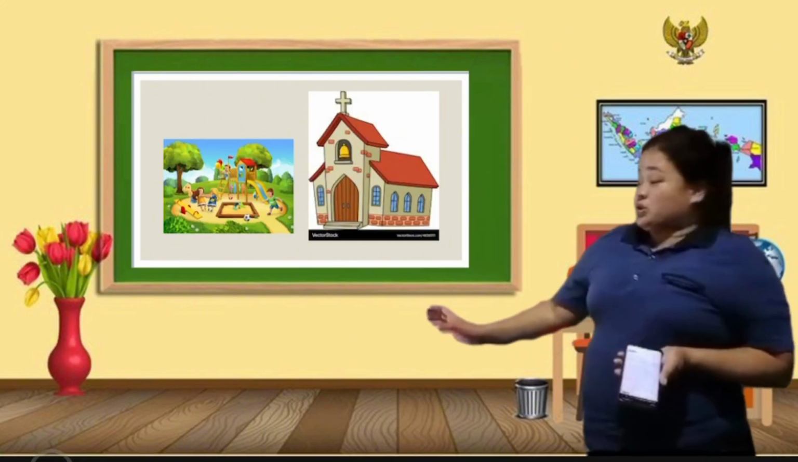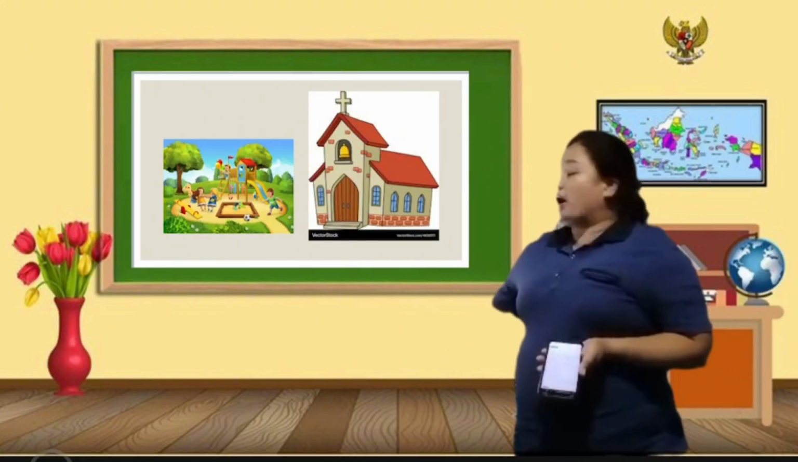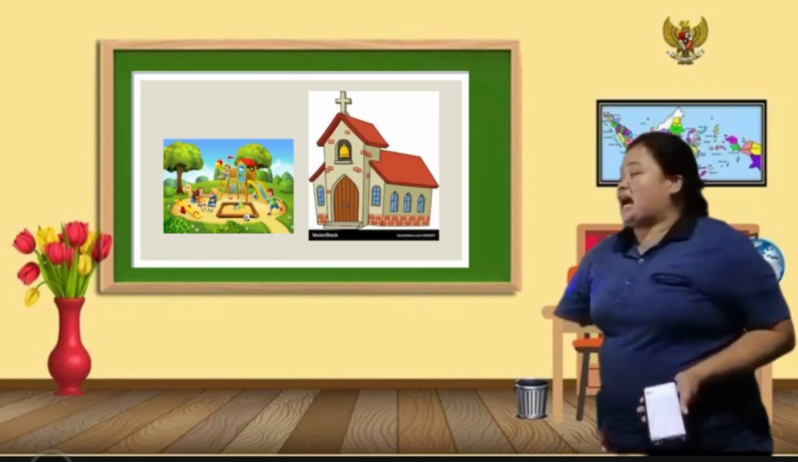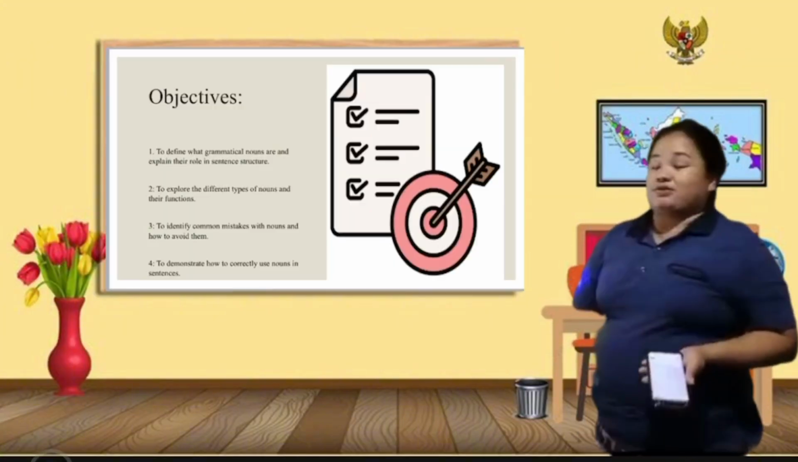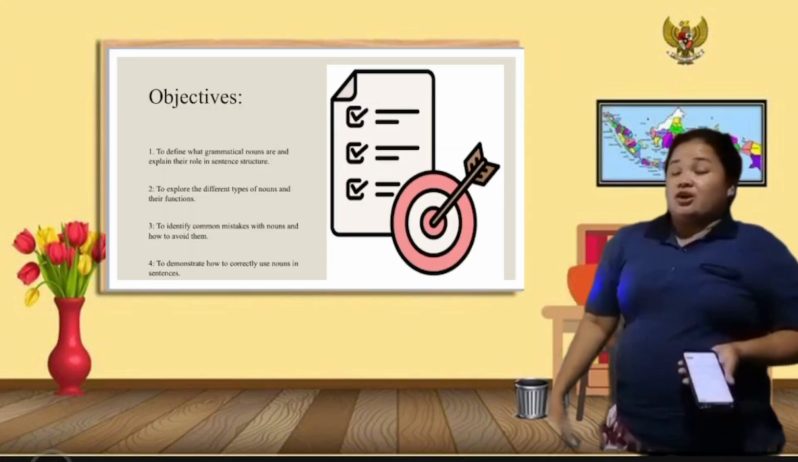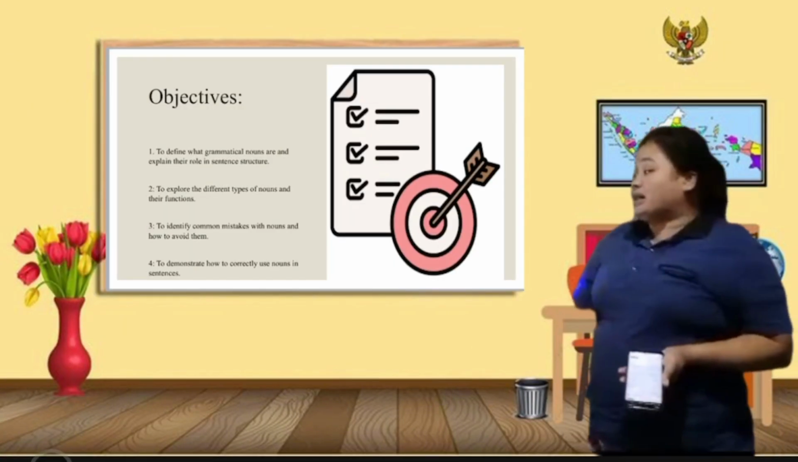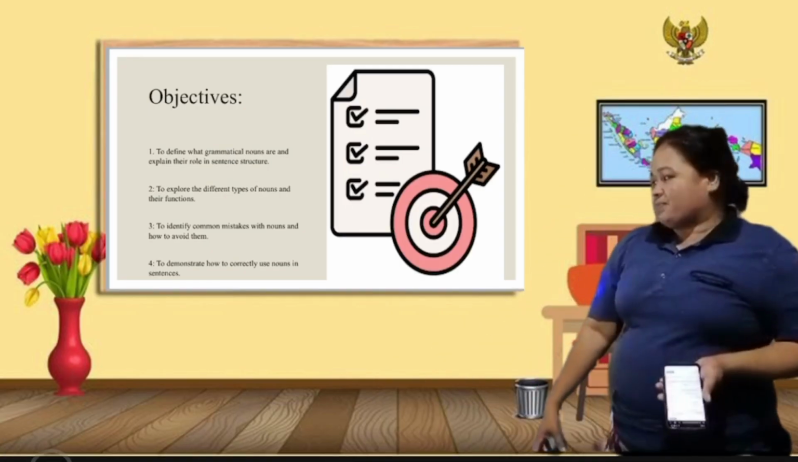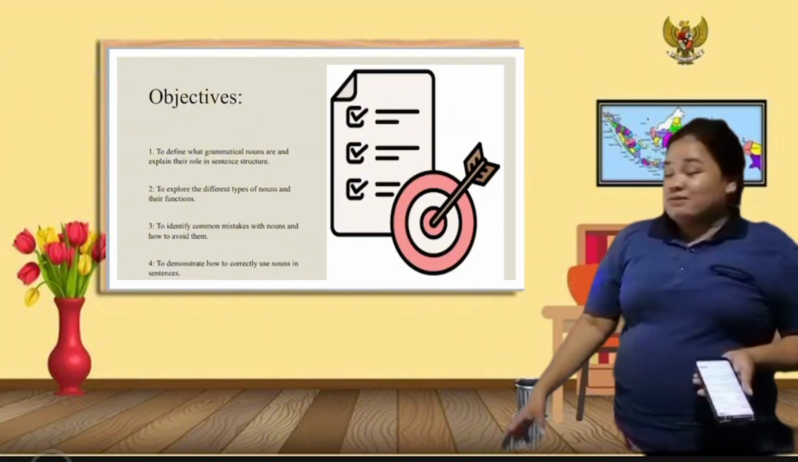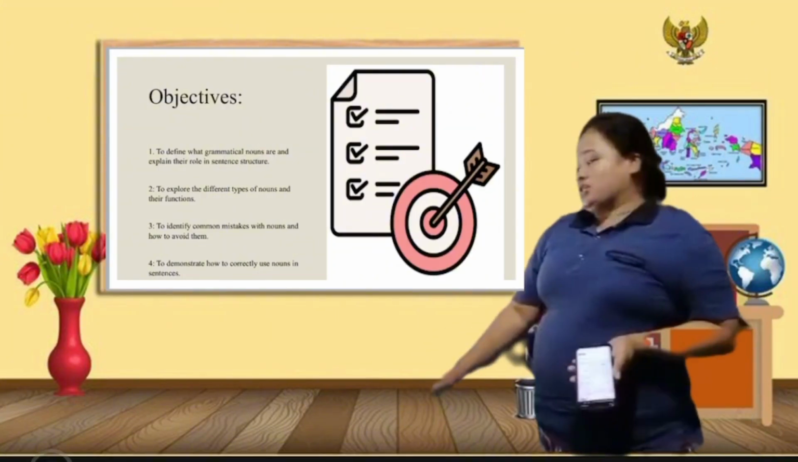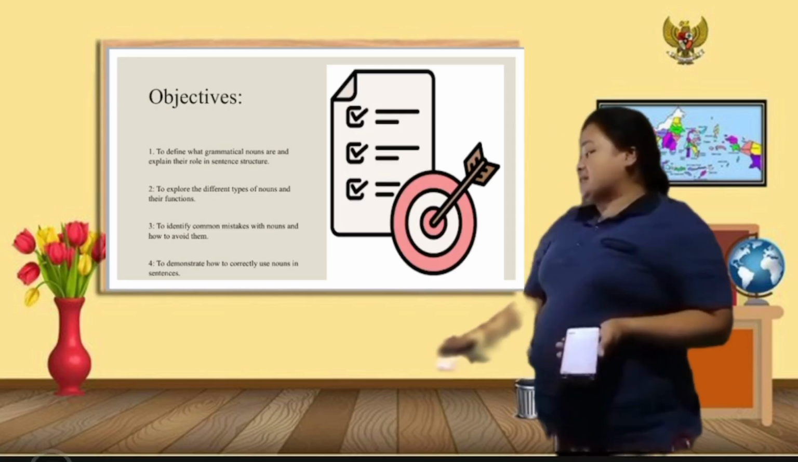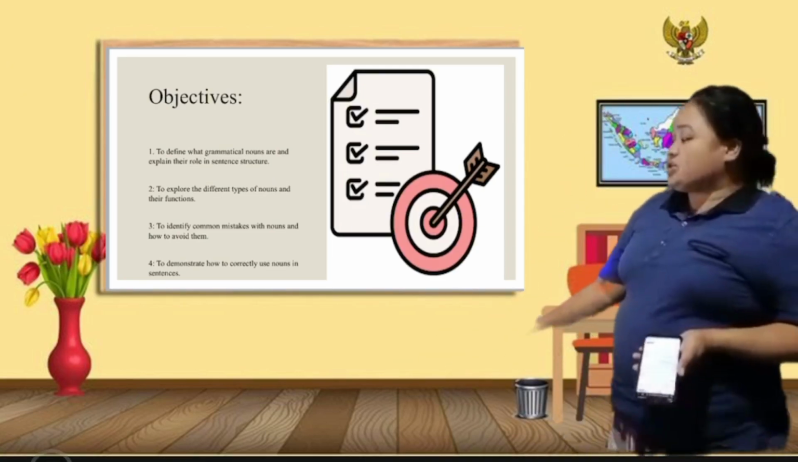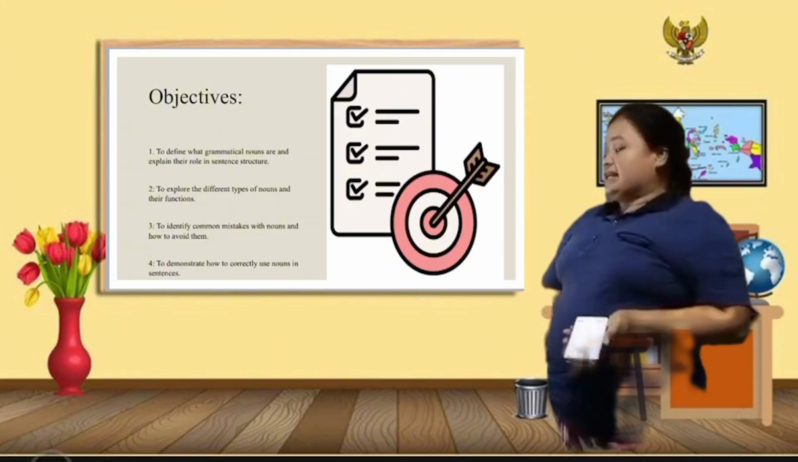Now, I want you to analyze why I show these pictures to you. But before we start the analyzing, I want you to see our objectives for the class. First, our objective is to define what grammatical nouns are and explain the rules and sentence structures. Second, explore the different types of nouns and their functions. Third is to identify common mistakes with nouns and how to avoid them. And the fourth one will be to demonstrate how to correctly use nouns in a sentence.